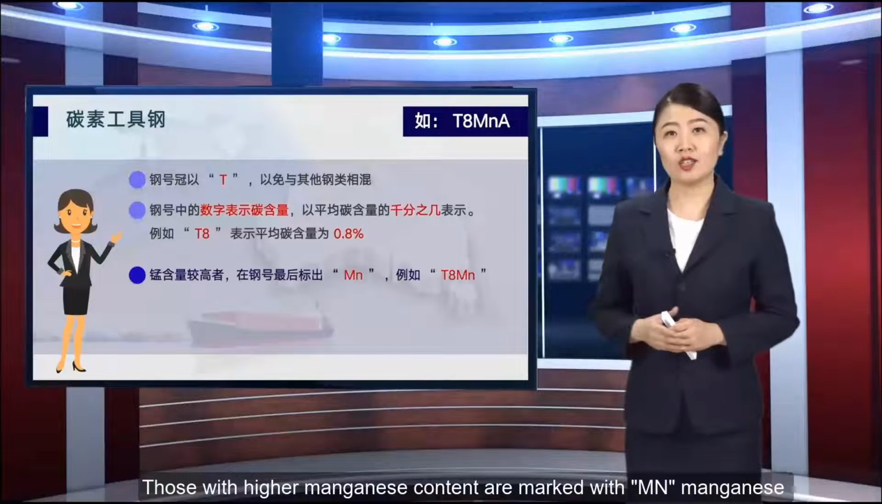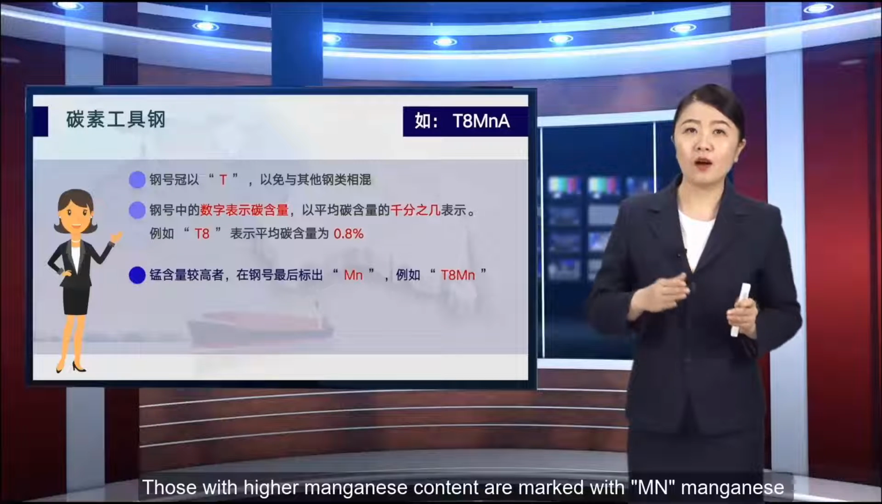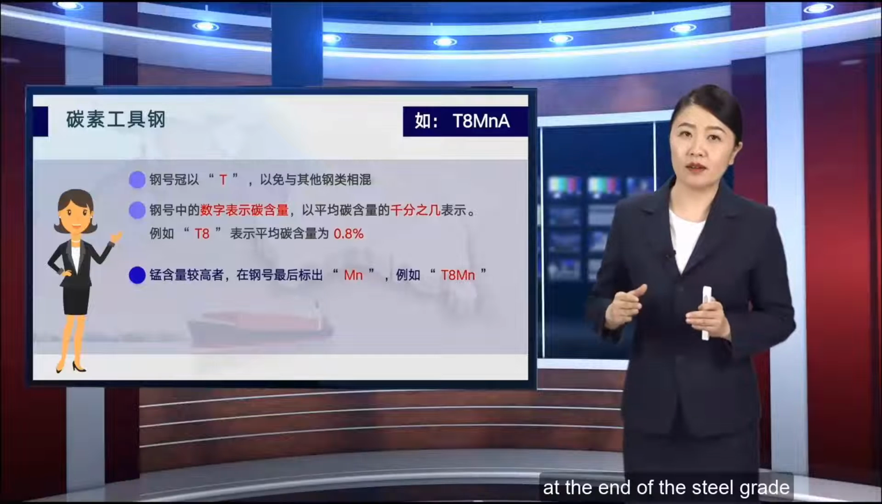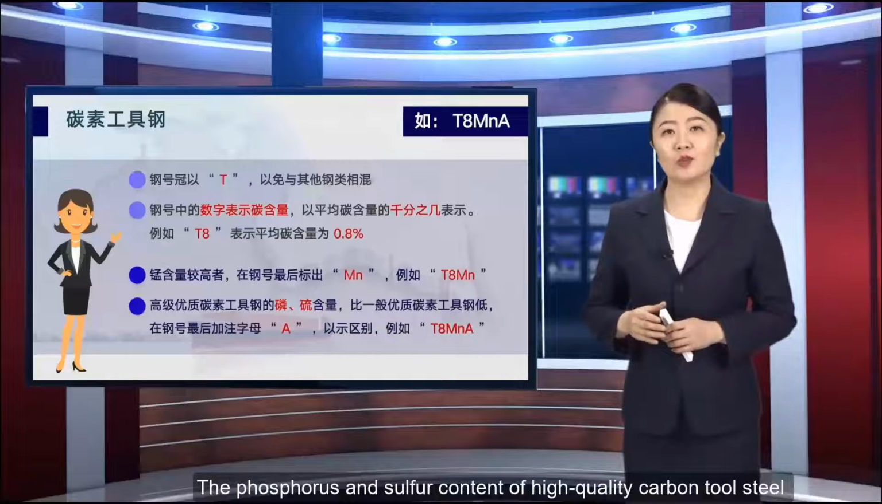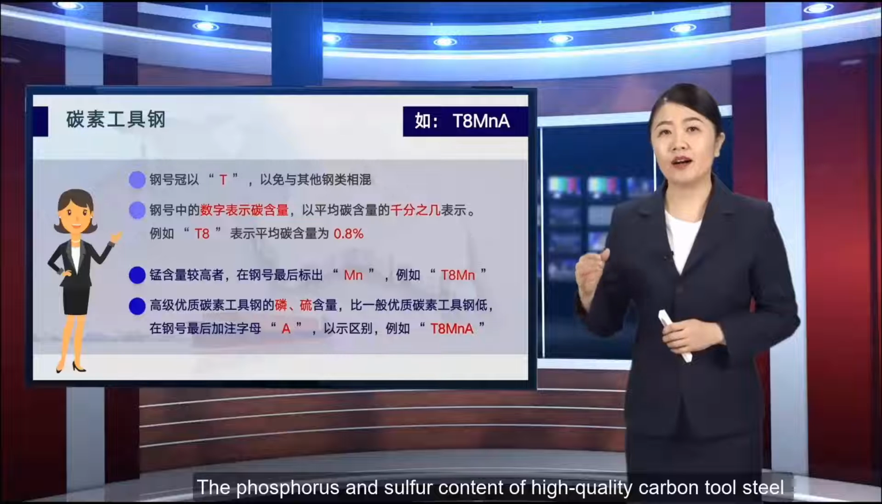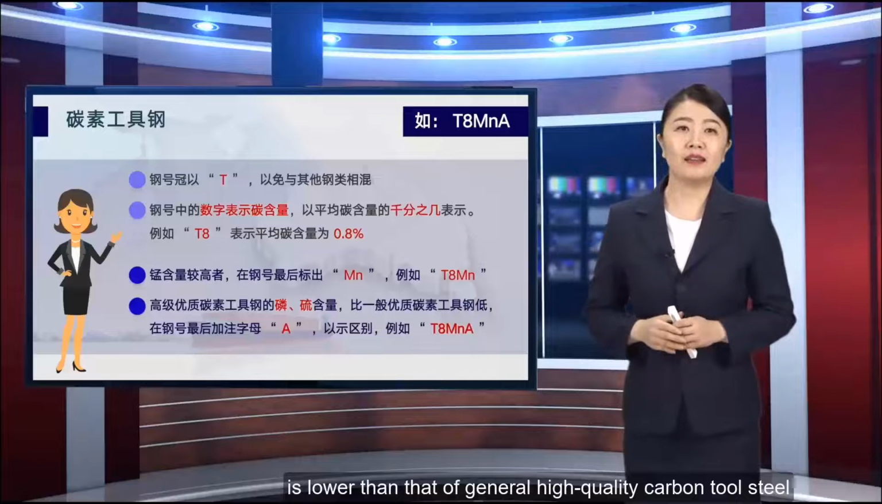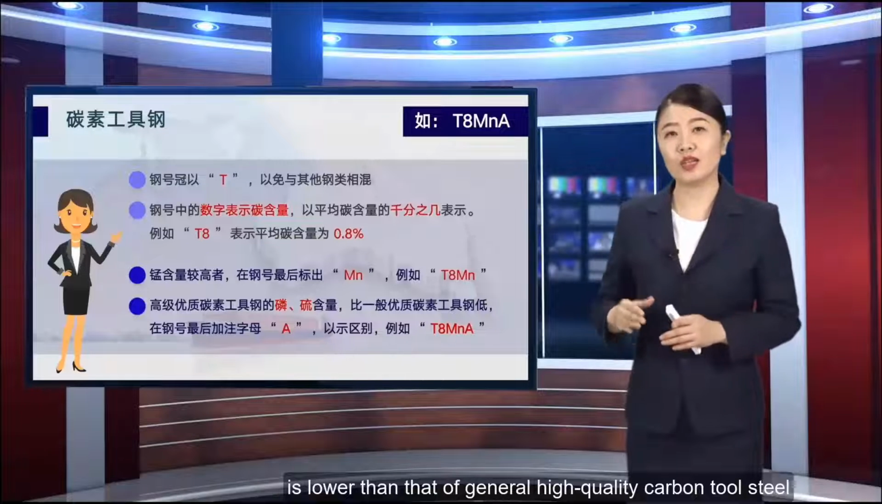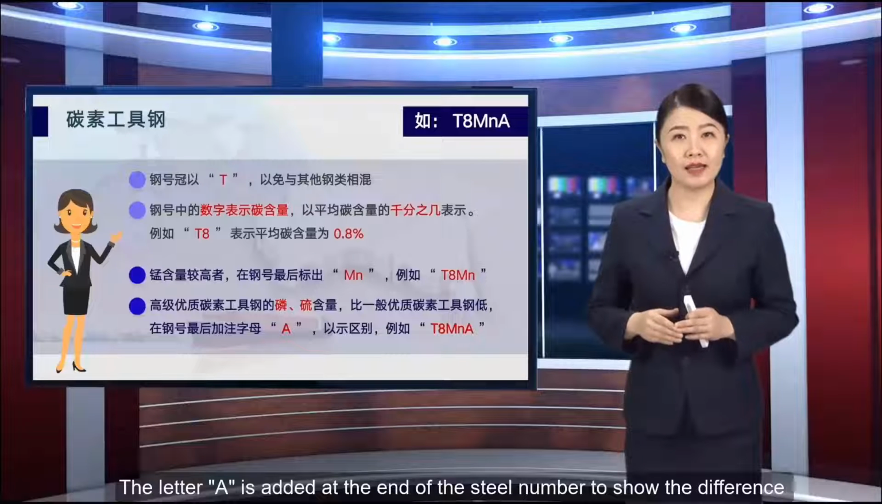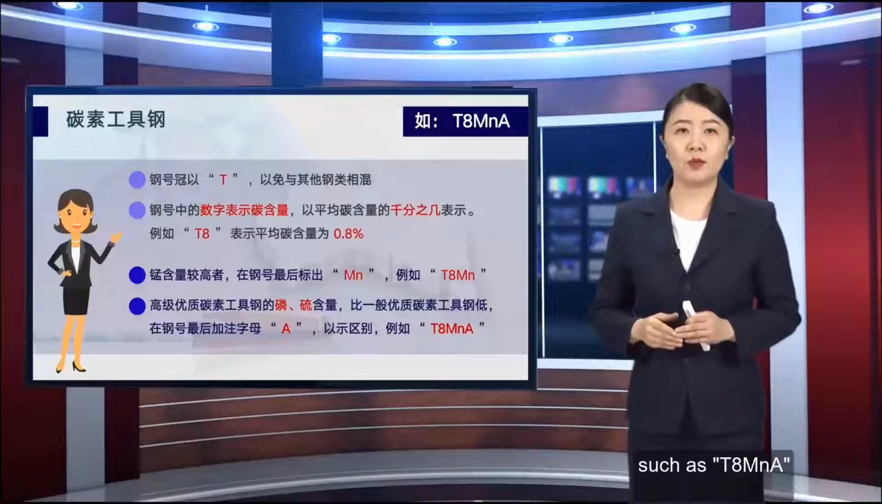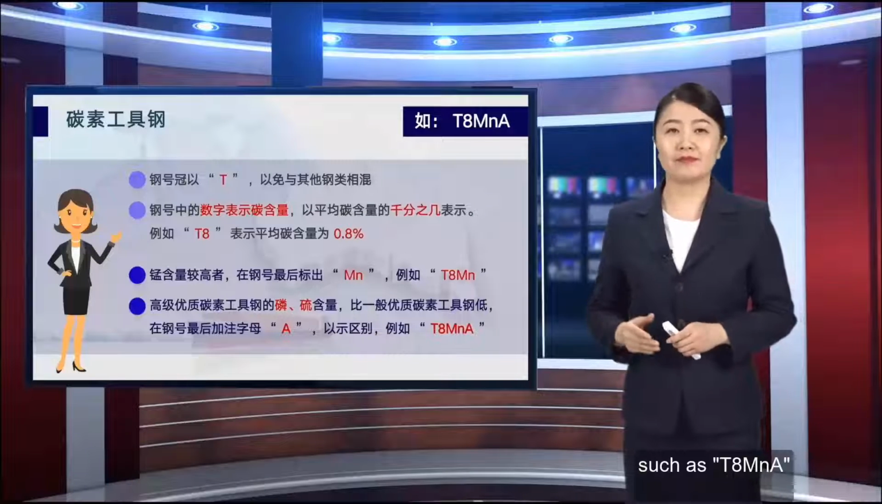Those with higher manganese content are marked with Mn manganese at the end of the steel grade, such as T8Mn. The phosphorus and sulfur content of high-quality carbon tool steel is lower than that of general high-quality carbon tool steel. The letter A is added at the end of the steel number to show the difference, such as T8MnA.